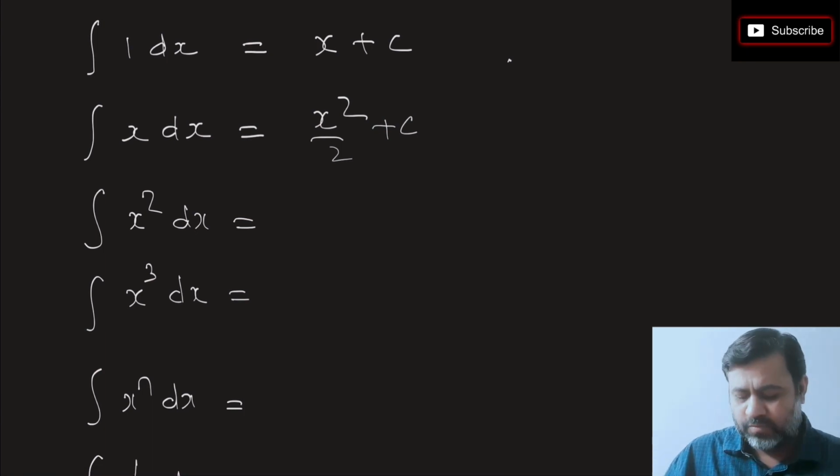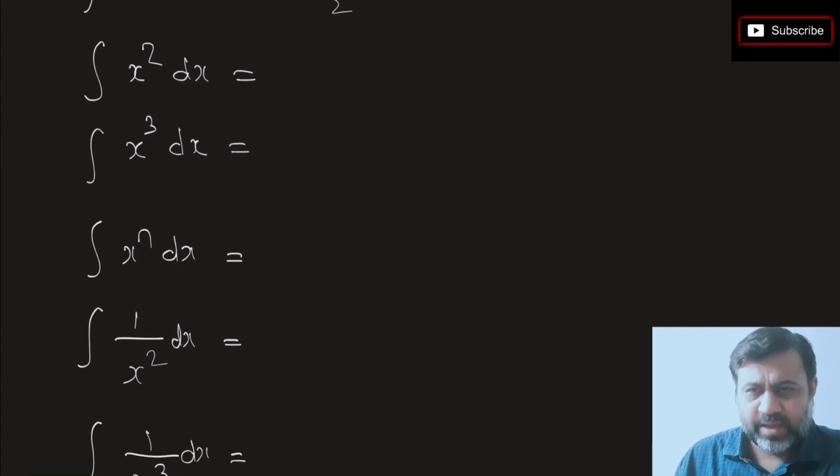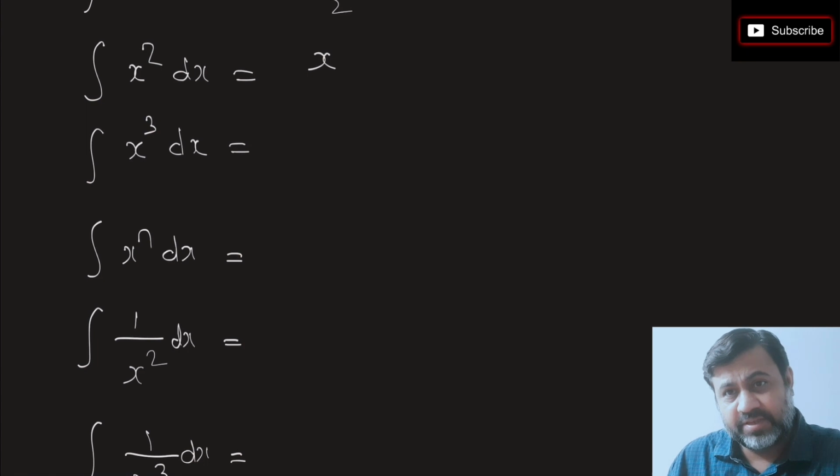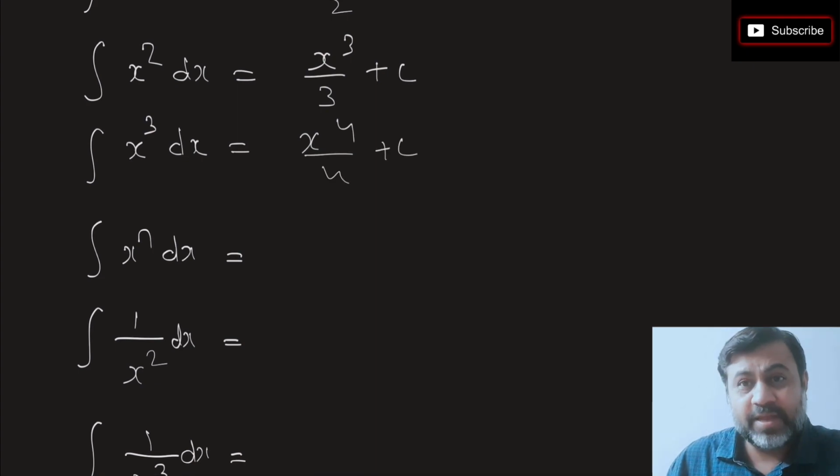Okay? So it is quite easy. Integration of x square, I just apply the same thing. So the power increases: the derivative power decreases, the integration power increases. So x cube upon 3 plus c, x power 4 by 4 plus c. So what I did here is I am increasing the power.